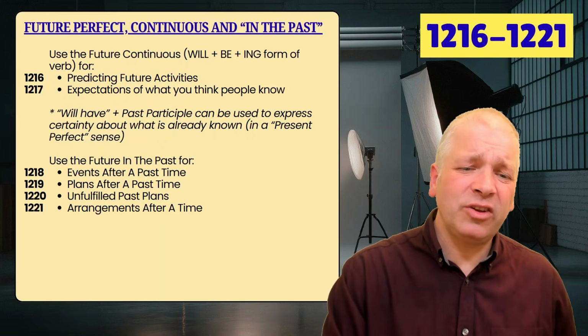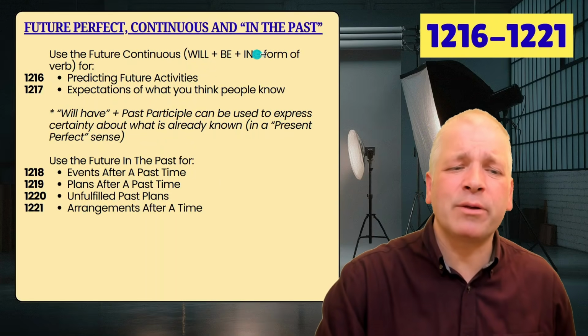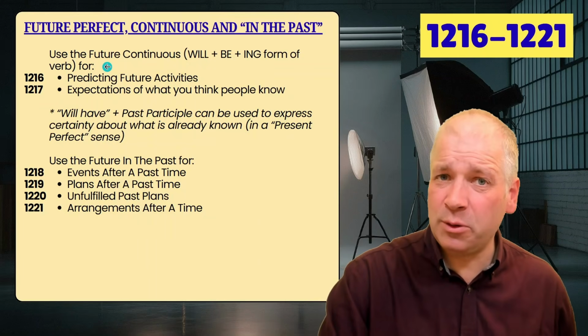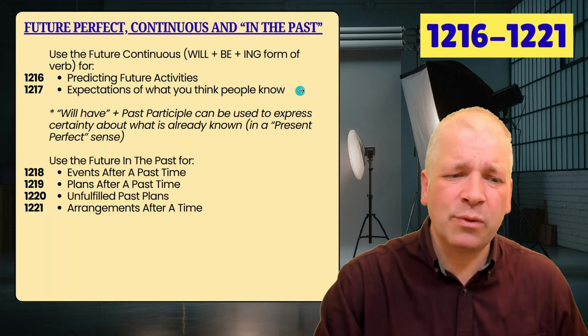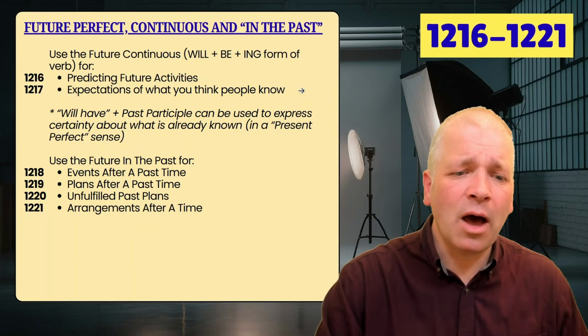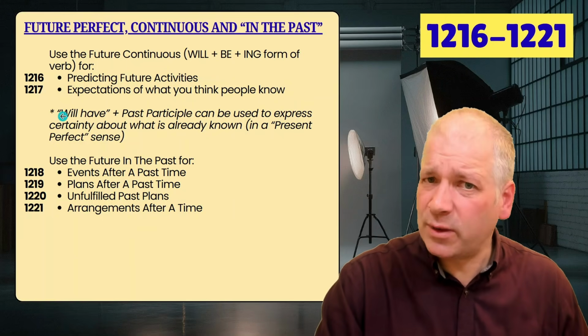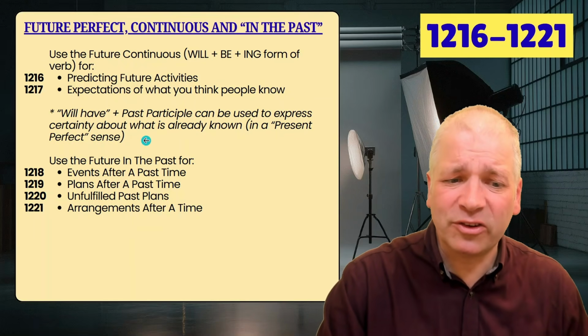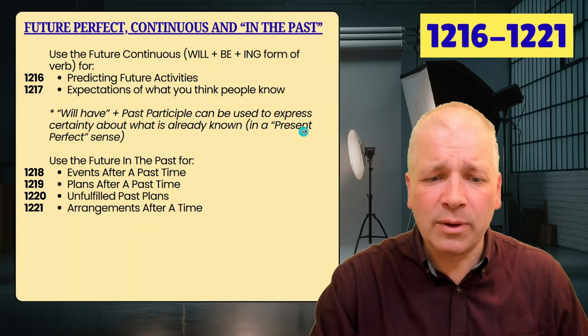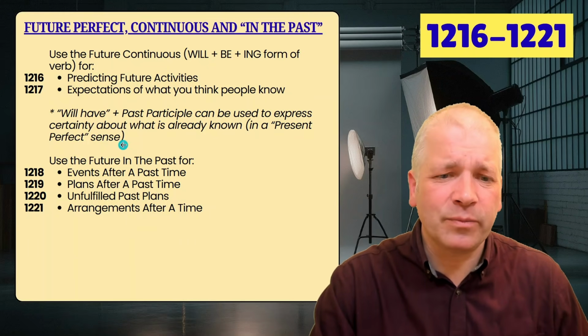Now, with the future continuous, we mean will plus be plus the ing form of the verb. We use this for predicting future activities or expectations of what you think people already know. And here's the note again about will have plus past participle being used to express certainty about what is already known in a present perfect sense.